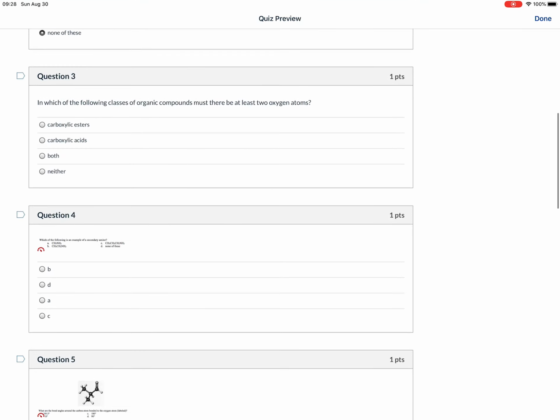In which of the following classes of organic compound must there be at least two oxygen atoms? And we're given ester and acid, both or neither. So if we take a look, a carboxylic ester automatically has to have a carbonyl carbon, then it has to have an oxygen bonded to something else. So there's your two.